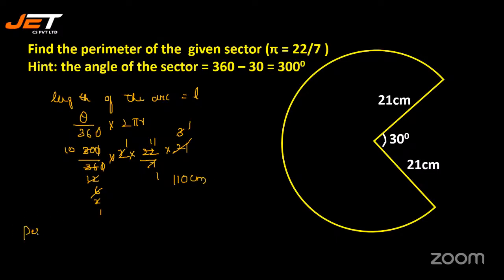Now what is perimeter? It is L plus 2R. L is 110 plus 2 into 21, 2 2s are 4, 2 1s are 2. So it is 152 centimeter. Is it clear? So hope you are getting the same answer. Yes, 152. Who has given me this answer?